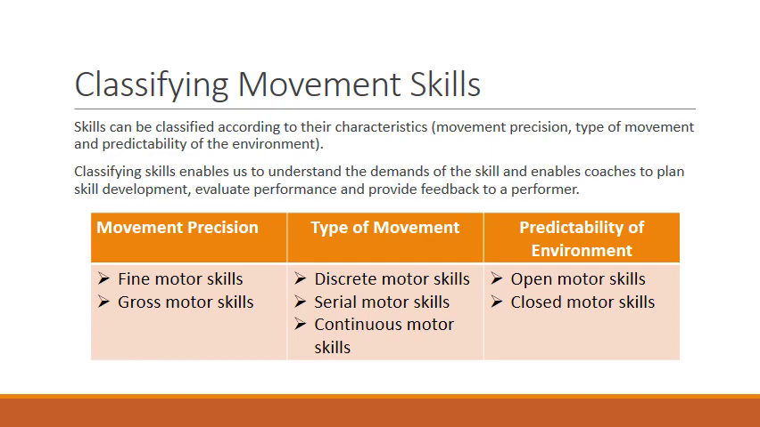And we want to be giving feedback to the performer to help them know where their errors are and how to perfect them. And to do that, we need to have, once again, some sort of criteria that we're referring to. So that is why we go off this criteria here: movement precision, type of the movement, predictability of the environment, and we'll unpack those a little bit more over the next few slides.